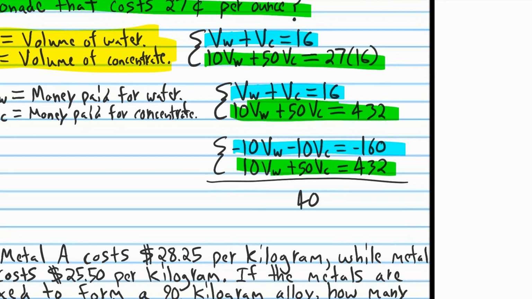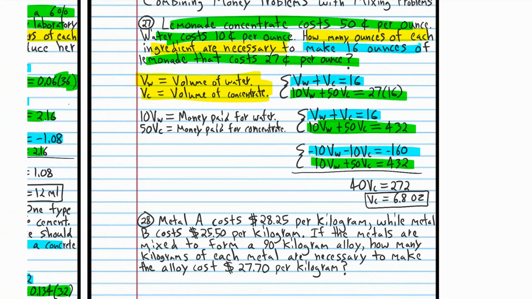And we get 40 VC is equal to 432 minus 160, which is 272. Divide both sides by 40, and VC is equal to 6.8 ounces. So we need 6.8 ounces of the lemonade concentrate.